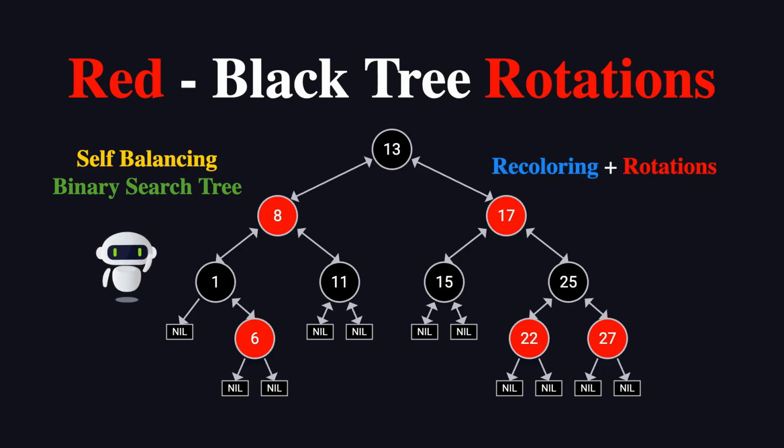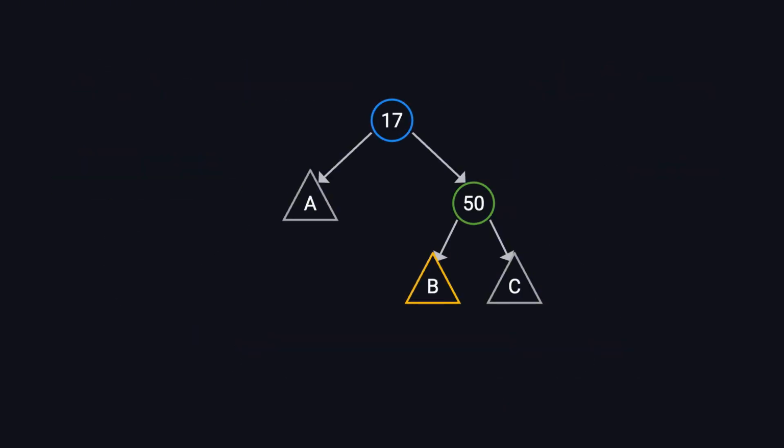And among these, rotations play a key role in adjusting the tree's structure and keeping it balanced. To really understand red-black tree insertion and deletion, it's essential to first get a good grasp of rotations. In this video, we'll break down left and right rotations and walk through the code that implements them. Let's start with an example of a left rotation.